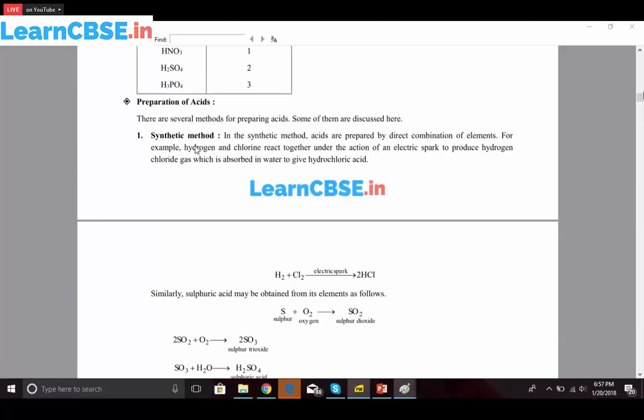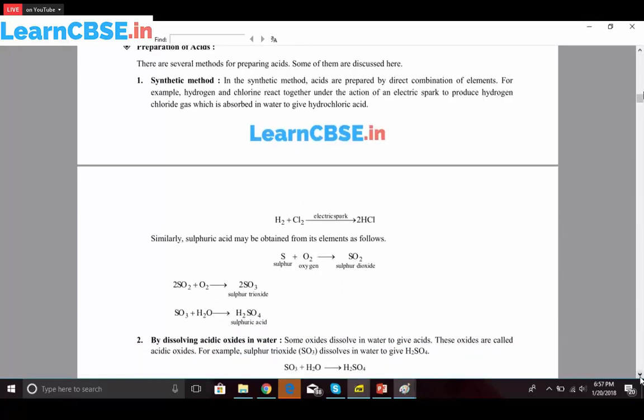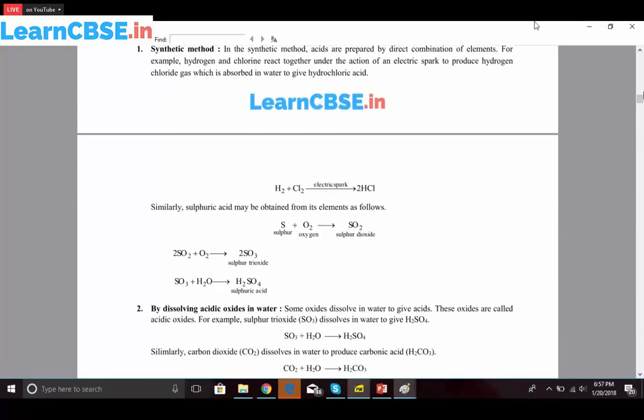Similarly, sulfuric acid may also be obtained from the following elements. The sulfuric acid preparation is sulfur plus oxygen gives sulfur dioxide. Where are we getting the sulfur from? It's from the fossil fuels. It's present as an impurity associated with the fossil fuels. We can remove the sulfur content from that and burn it in the presence of oxygen, and we will get sulfur dioxide.